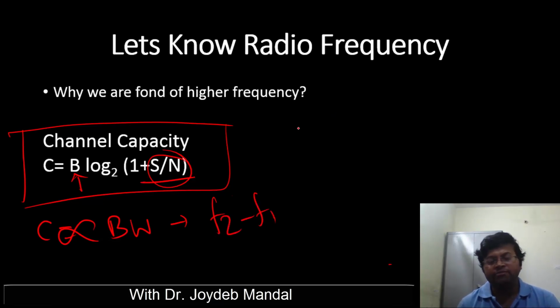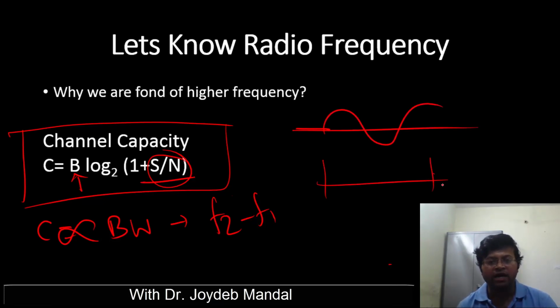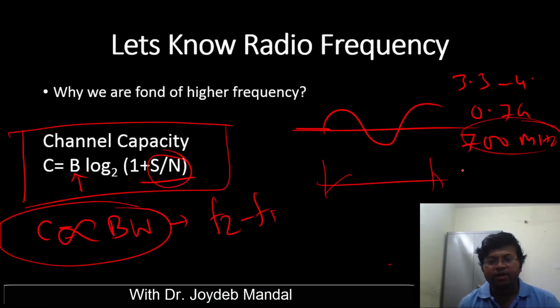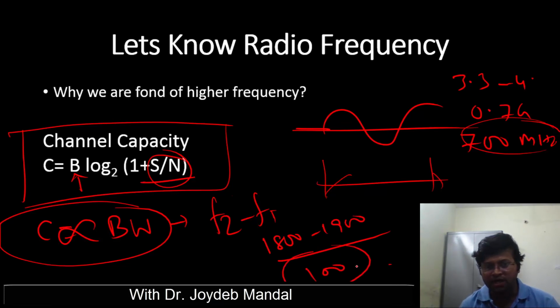For example, I am transmitting a signal. What is the bandwidth of the signal? If bandwidth is high, then I can share maximum data. Now in 3G, the bandwidth is very small, but in 5G you can see 3.3 to 4, so it is 0.7 gigahertz, meaning 700 megahertz. Now coming to the 4G band, for example, let's take 1800 to 1900. This is the band, only 100 megahertz is available.